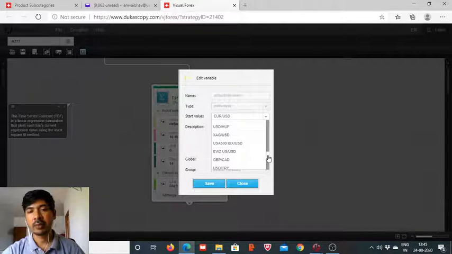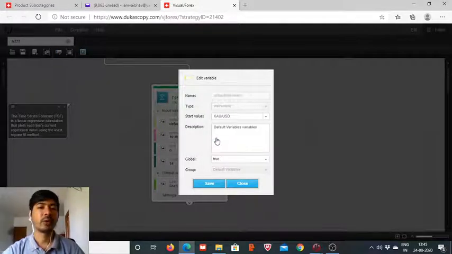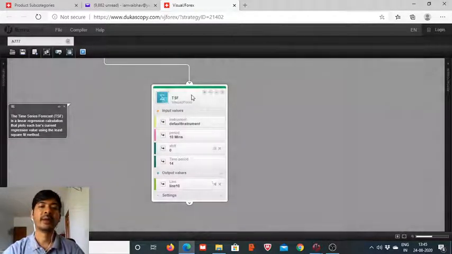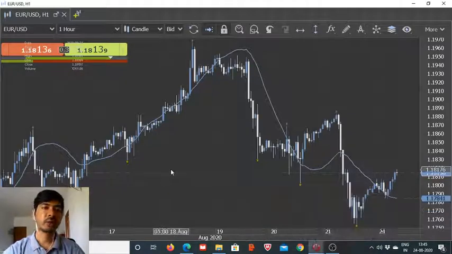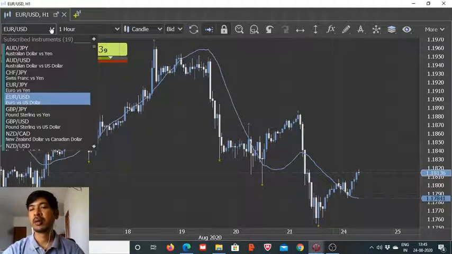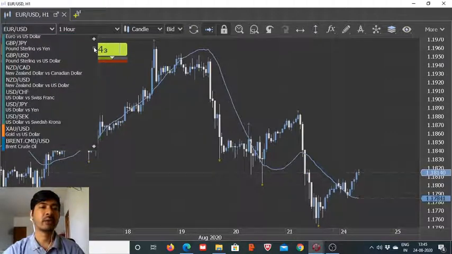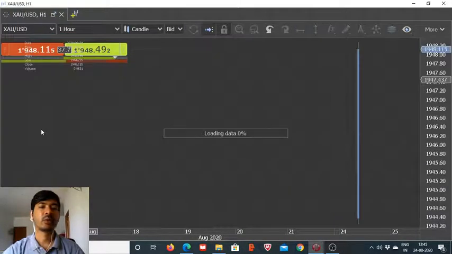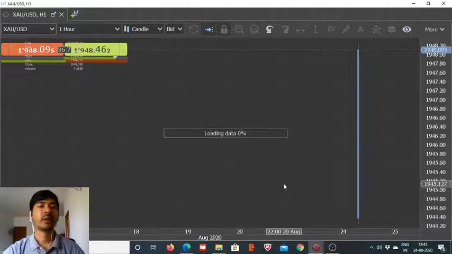So let me find the gold. It's a tricky job here. Okay, I have found the gold. I have got the gold. And now let us change the instrument in the chart as well. Here comes the gold in terms of dollar.